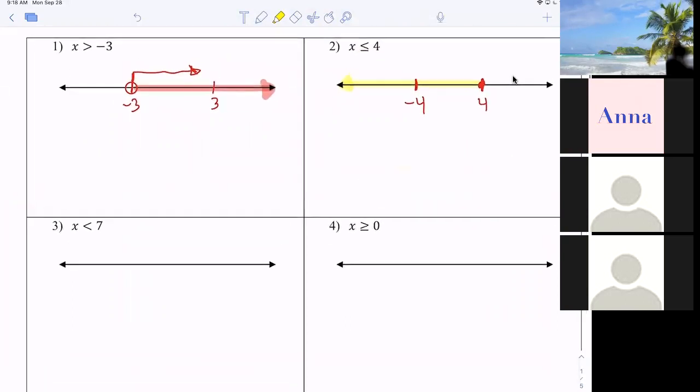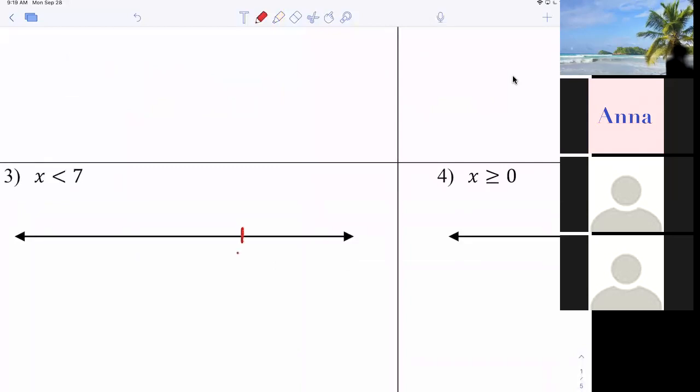Number 3, we are going less than 7. So here we go. Put a mark at 7, and then put a mark at what? -7. If it's less than 7, is it a solid dot or an open? Solid means it is included. Is 7 less than 7? No, so it is a what? Open circle at 7. Heading in which direction? Left, because left is less than. There we go.